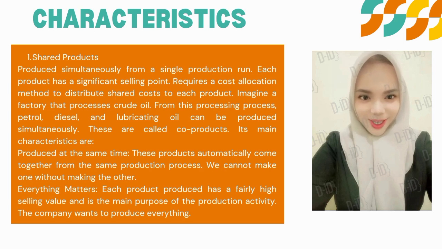These are called co-products. Its main characteristics are produced at the same time. These products automatically come together from the same production process. We cannot make one without making the other. Everything matters. Each product produced has a fairly high selling value and is the main purpose of the production activity. The company wants to produce everything.